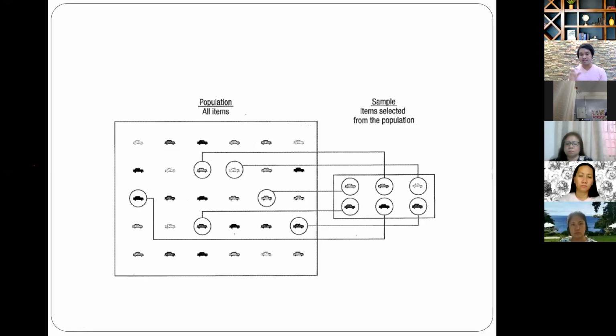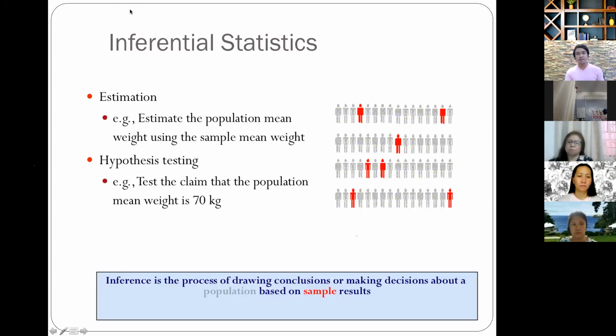Dapat may scientific method in arriving at sample size, which I will teach you, no, in the future kung paano gamitin yung software na yon. So when we say inferential statistics, we are actually making estimations. Example, estimate the population mean weight using the sample mean weight, parang ganon. Pag sinabi namang hypothesis testing, we are testing, for example, the claim that the population mean weight is 70 kilogram.